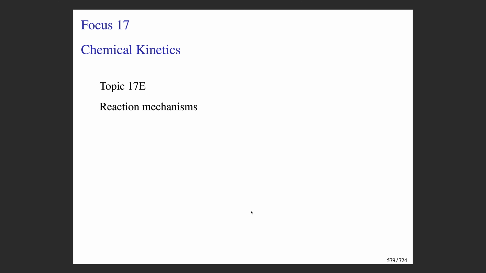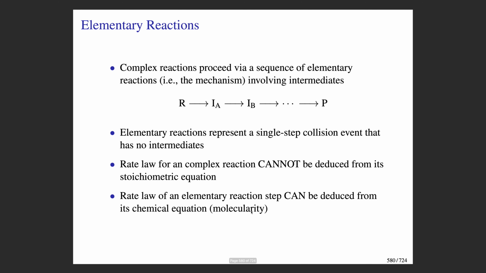Okay guys, in this video we are going to be talking in more detail on the subject of reaction mechanisms. Most stoichiometric reactions have a complex mechanism that consists of a sequence of so-called elementary reaction steps. Okay? And these involve different intermediate species that are formed along the way between the reactants and the products.